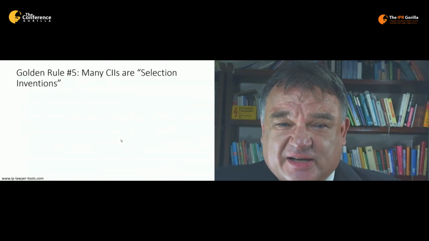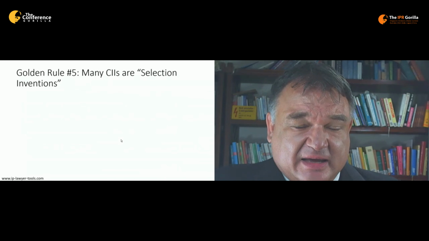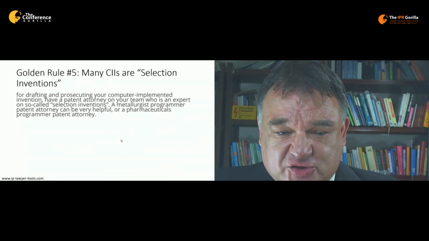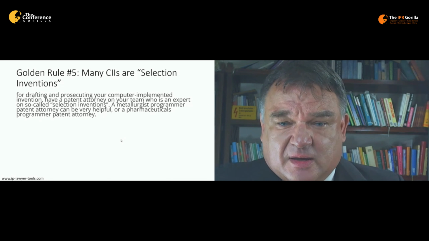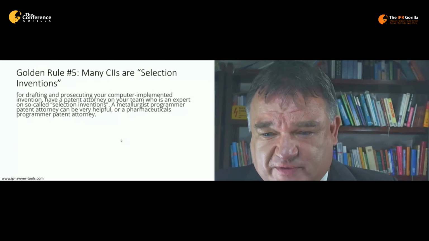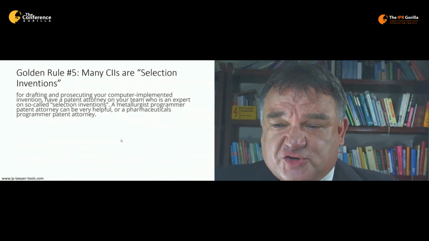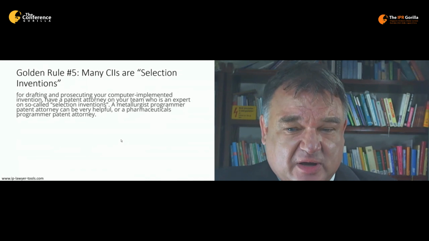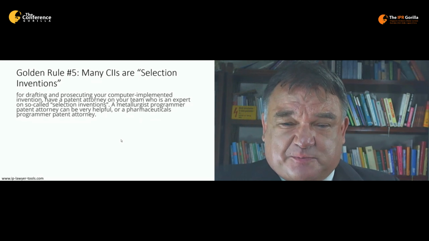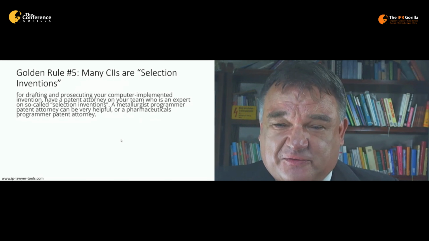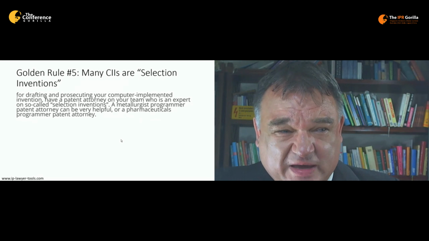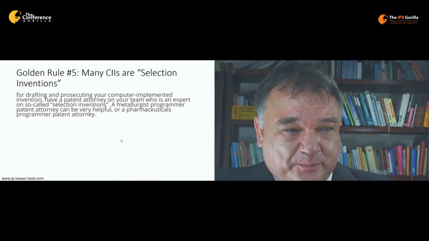Many CIIs are selection inventions, right? And for drafting and prosecuting your computer-implemented invention, you should have a patent attorney on your team who is an expert on so-called selection inventions. A metallurgist programmer patent attorney can be very helpful, or a pharmaceutical programmer patent attorney. I mean, these special areas of patent law are full of selection inventions, and it would help you to have such a person on the team.